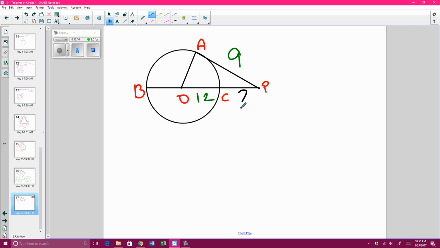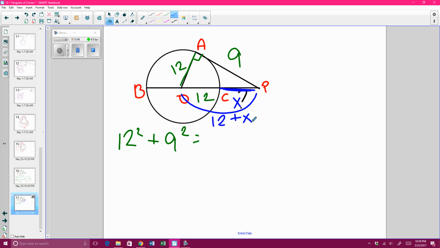Now, again, nothing is going to change. All of the radii in the circle are the same, so you can still assume that this radius right here is 12. There's your right angle, and so now we have to write our numbers out in the Pythagorean theorem. It would be 12 squared plus 9 squared equals, and again, we don't know what this little segment is here from C to P, so let's just go ahead and call this X. Therefore, this entire segment from O to P would be 12 plus X. And we have to square 12 plus X.